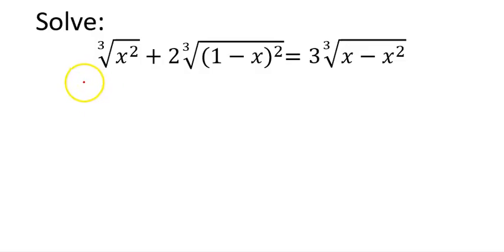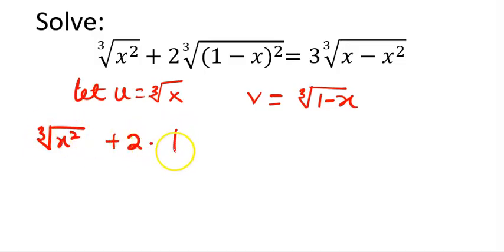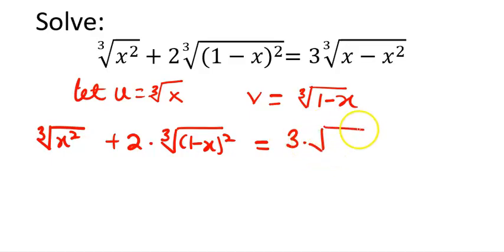Okay, so let u be equal to the cube root of x and then v equal to the cube root of 1 minus x. Let's rewrite the above equation. So we have the cube root of x squared plus 2 times the cube root of 1 minus x all squared is equal to 3 times the cube root of, here let's bring x out, x times 1 minus x.